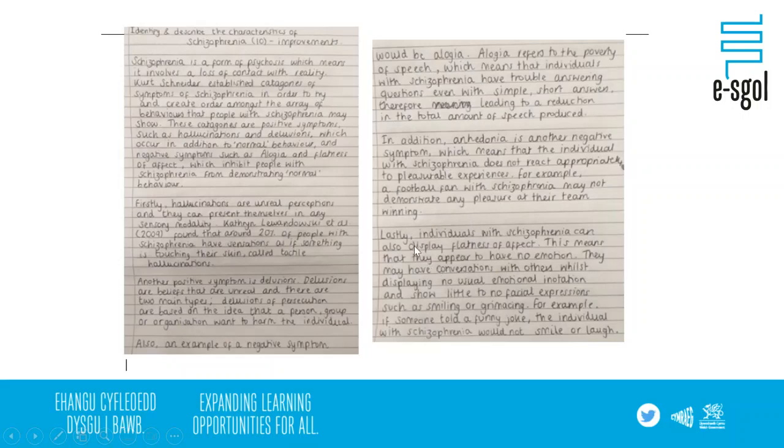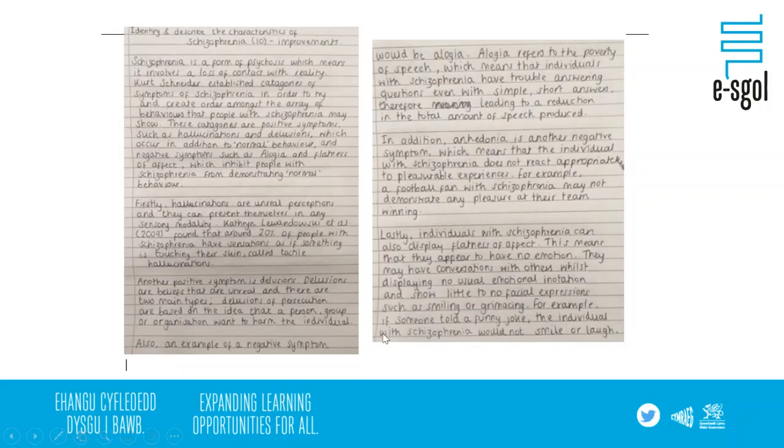And then lastly, individuals with schizophrenia can also display flatness of affect. This means that they appear to have no emotion. They may have conversations with others whilst displaying no usual emotional intonation and show little to no facial expressions, such as smiling or grimacing. For example, if somebody told a funny joke, the individual with schizophrenia would not smile or laugh. And again, they've put an example in there.